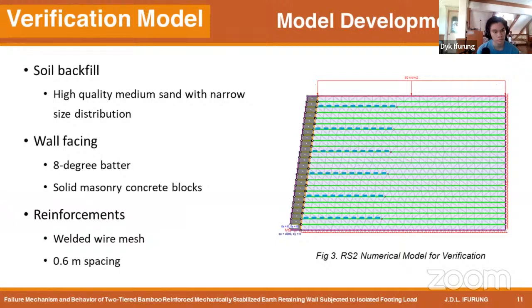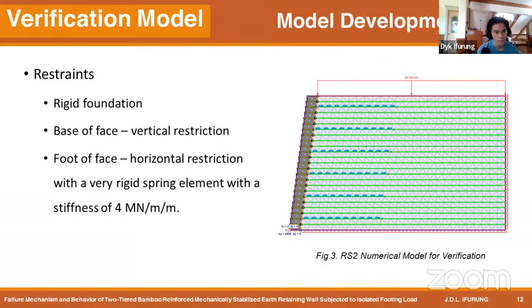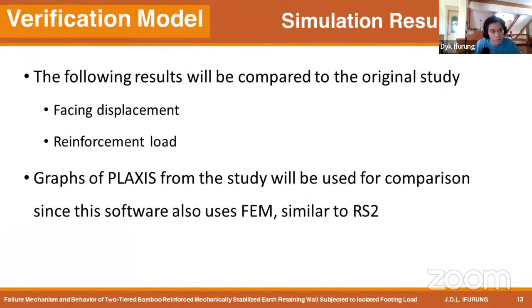The soil backfill is composed of high-quality medium sand with narrow size distribution. Its facing is made of solid masonry concrete blocks angled at 8 degrees while the reinforcements are made of welded wire mesh spaced at 0.6 meters. It has a rigid foundation and the base of the face restricted vertically. The foot of the face is restricted horizontally with a rigid spring with a stiffness of 4 MN per m per m. The facing displacement and reinforcement load will be the results compared from the original study.